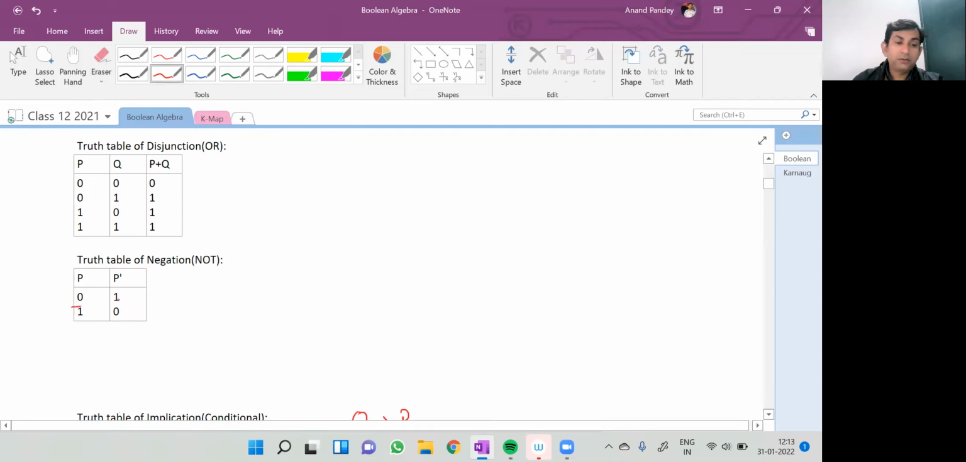So 0 will be what? 1. If P is 0, P dash will be 1. And if P is 1, P dash will be 0 in negation. This is for the negation. Okay, so this is the truth table for not, and not requires only one proposition. It can be performed only on one proposition.